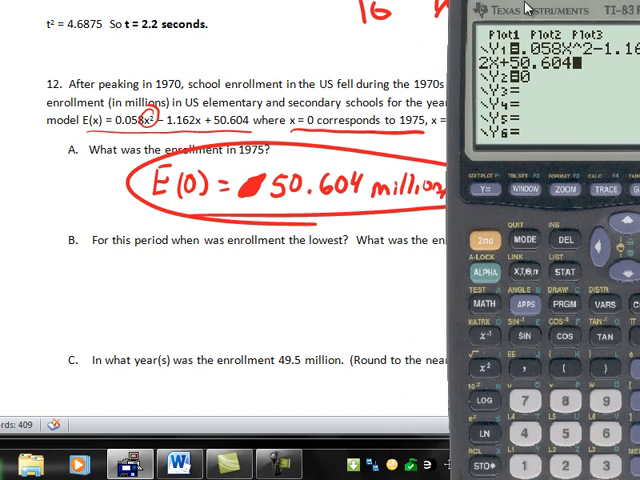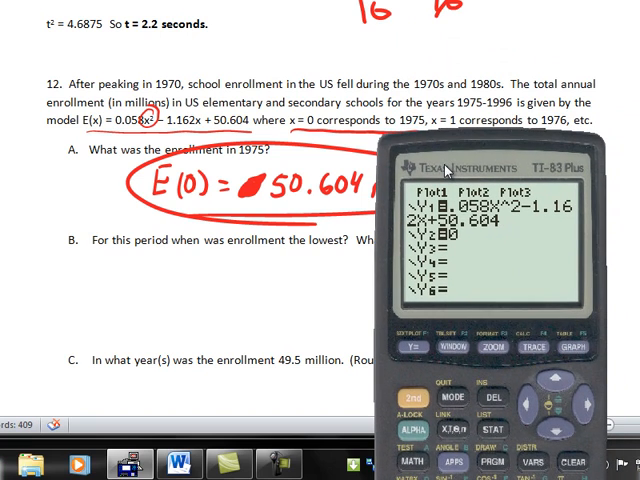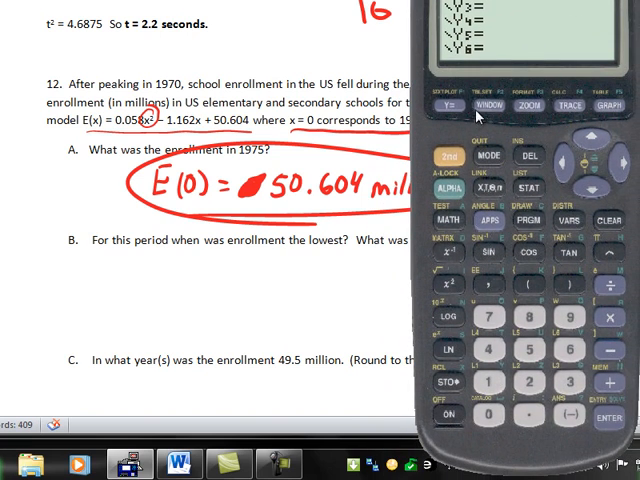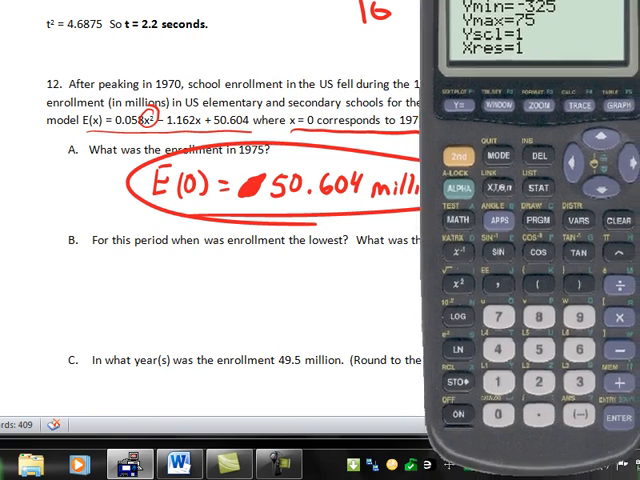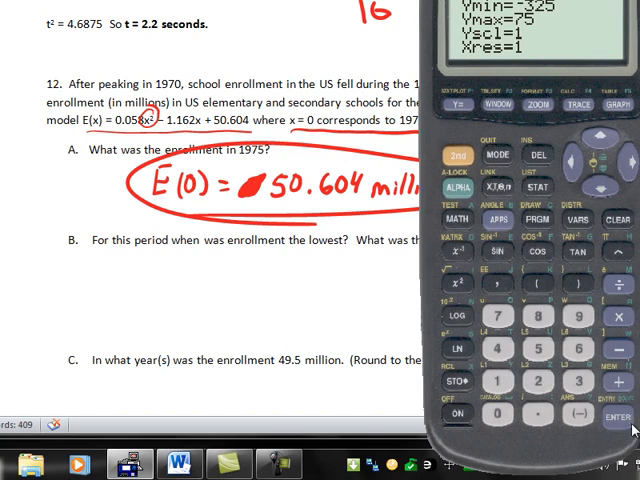We're looking for a graph of this. We know that it goes only between 1975 and 1996. So when I press window, I'm not going to put 1975 here, because remember, 1975 corresponds to x equals 0. So 1996 would be 21 years after 1975. And then do a zoom fit. It's worth knowing this, because oftentimes they'll give you a range of acceptable values, acceptable years, and things like that.